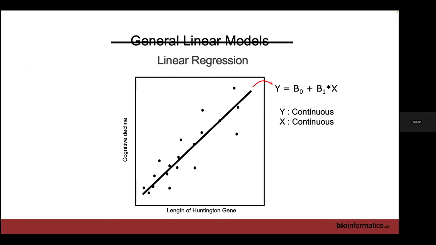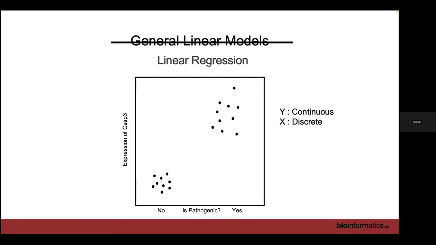All right, next step is, right now we've got continuous x and continuous y. What if x is discrete? In the case of our little situation, gene expression is going to be our y value, but x is going to be mutant or not, or pathogenic or not. So how do we deal with that? Right, so now we've got is pathogenic, no or yes, and we want to do linear regression on this. Linear regression requires numbers. So we're going to turn no into the number 0 and yes into the number 1. Now we've got numbers again. We can do linear regression.